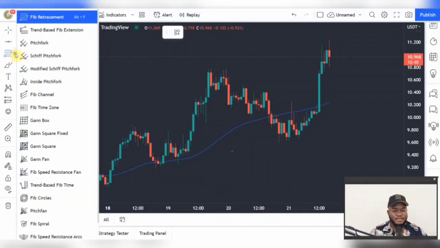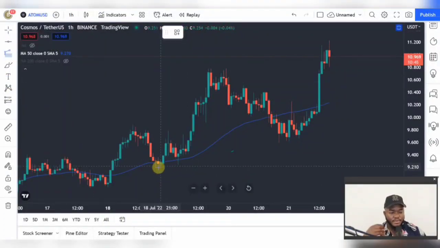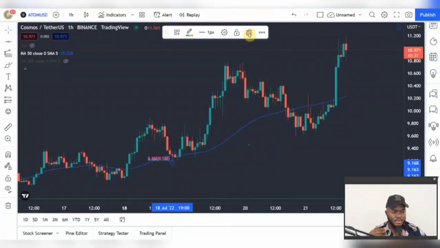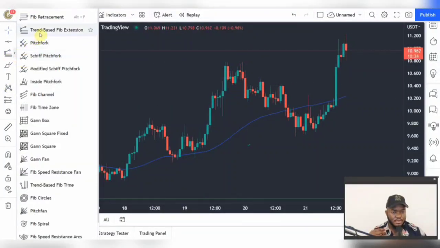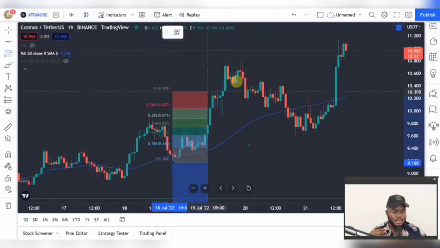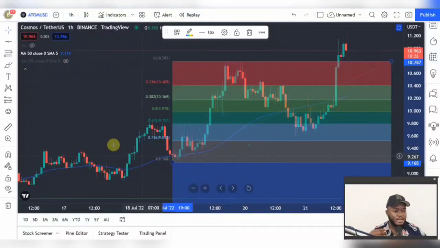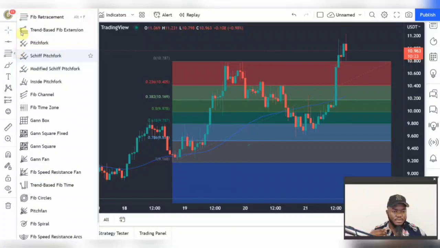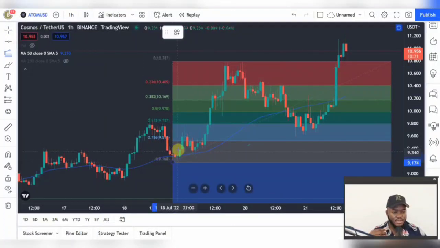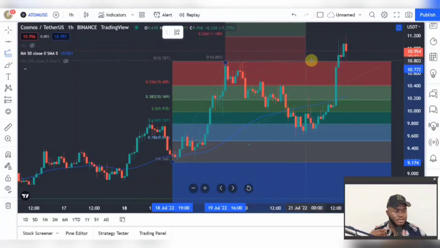Okay, let's do it. There is still time. So this is a long trend. So we enter the market from here. Then the next thing is we want to use trend based extension. So we enter from here to here, 1 to this level 2.